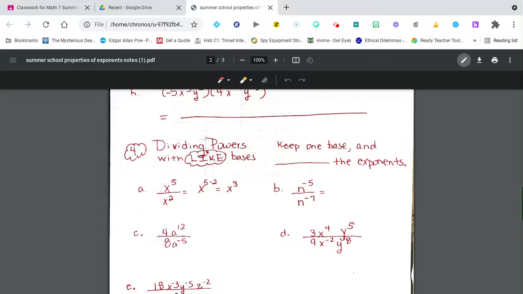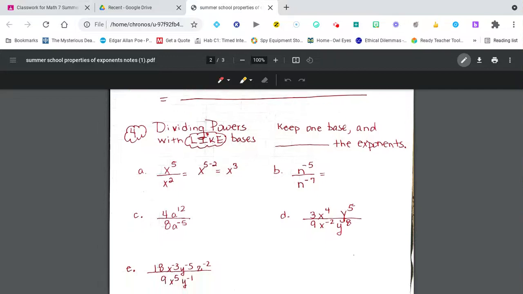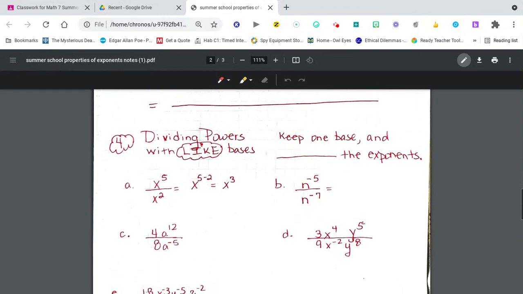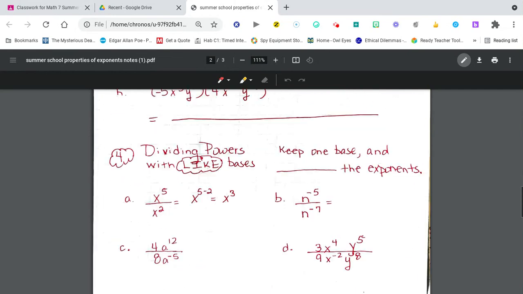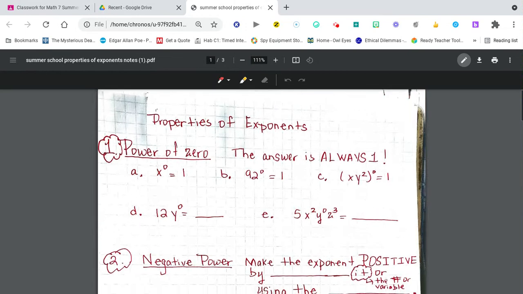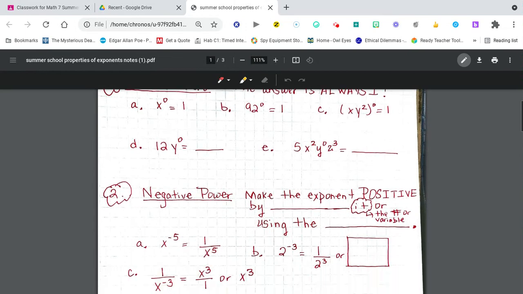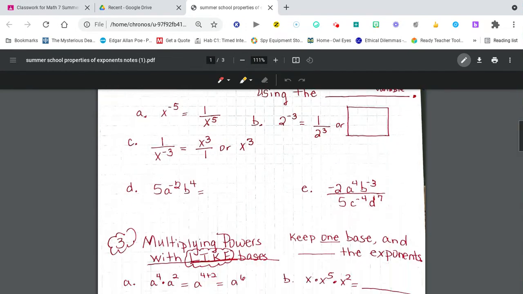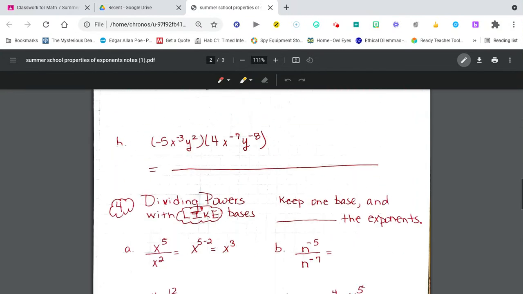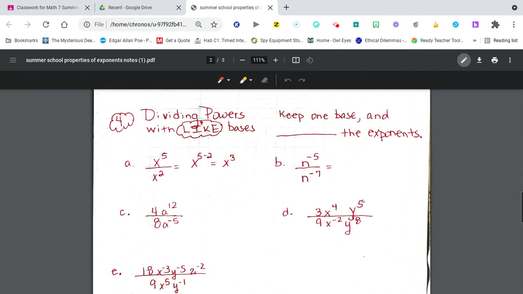All right, guys, we're going to do the very last part of the properties of exponents notes. So I need you to turn to numbers 4 and 5 on those notes I gave you yesterday, okay? So the notes look like this. You did 1, power 0, 2, the negative power, and 3, multiplying powers with like bases. I need you to go to 4 because we're going to do 4 and 5 today.